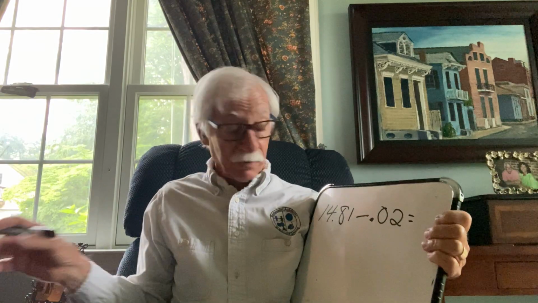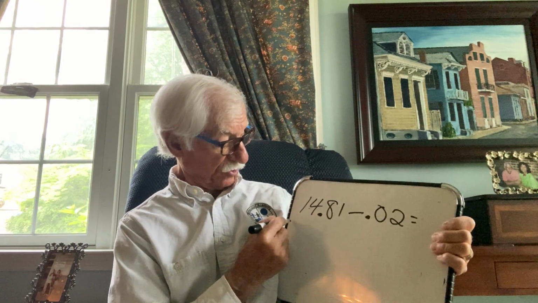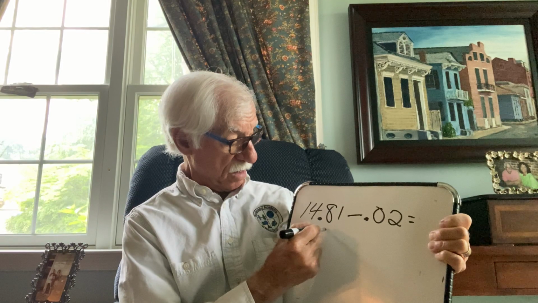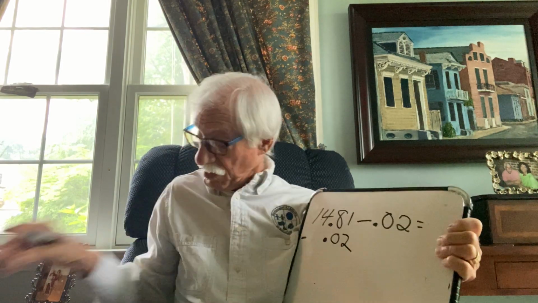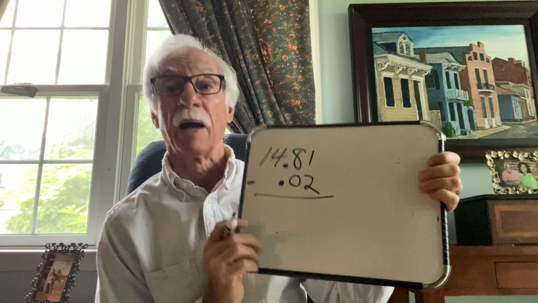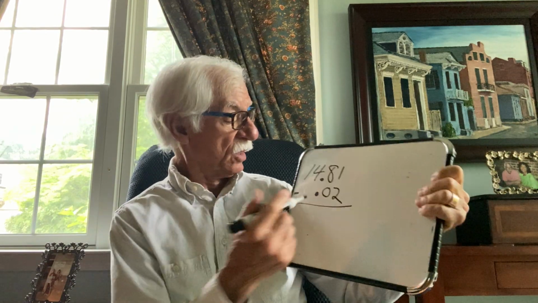Well, go back to my rules. Let's put it down. 14 and 81 hundredths, and I'm taking away 2 hundredths. And I've made my problem vertical. But this looks more solvable. This looks like something I can do based on what I know, all right?